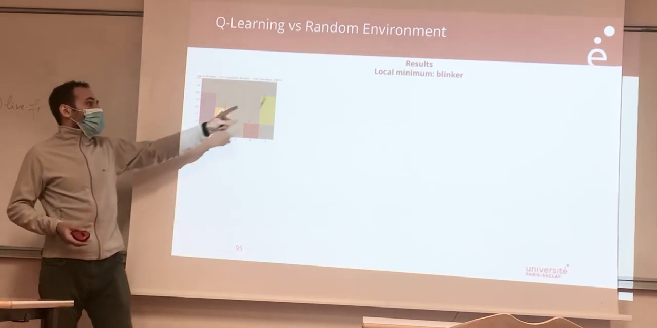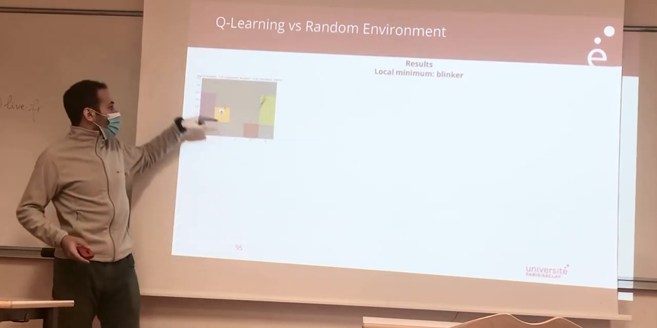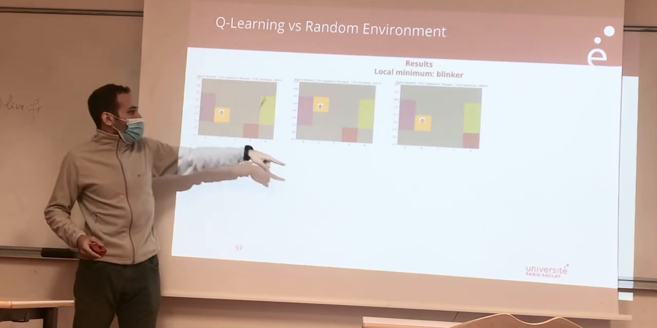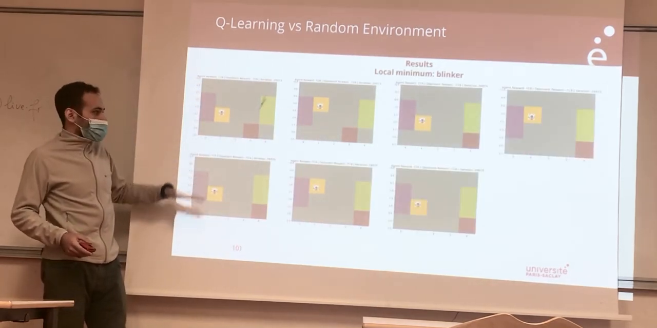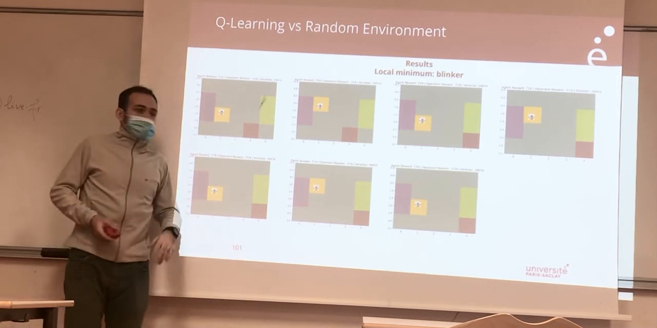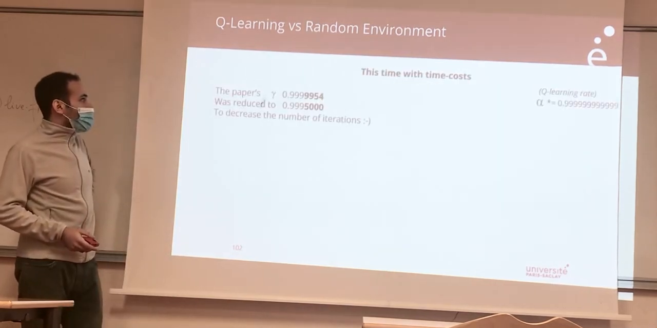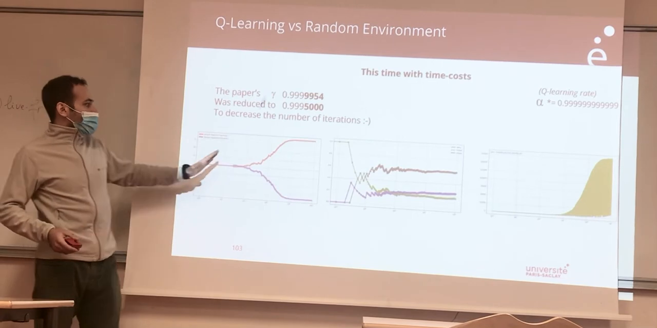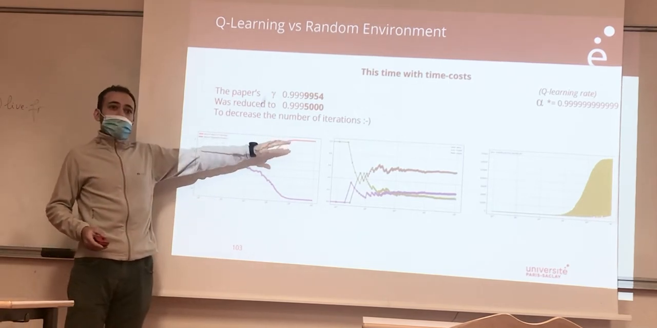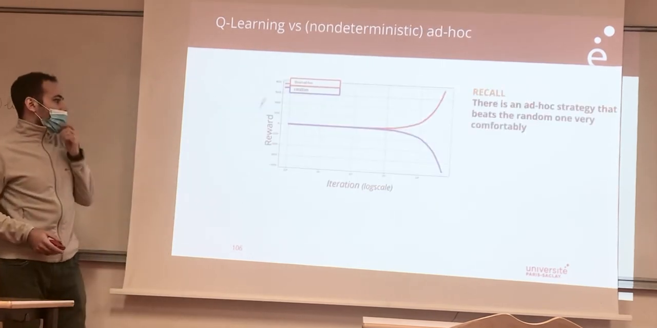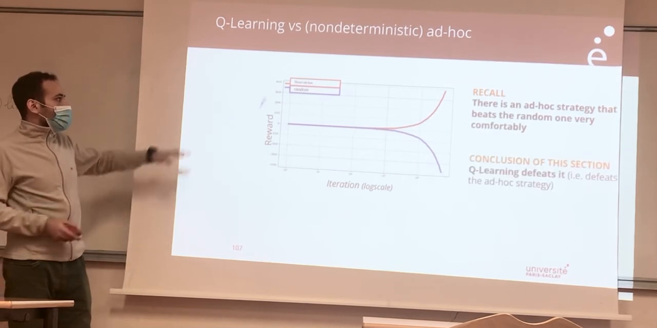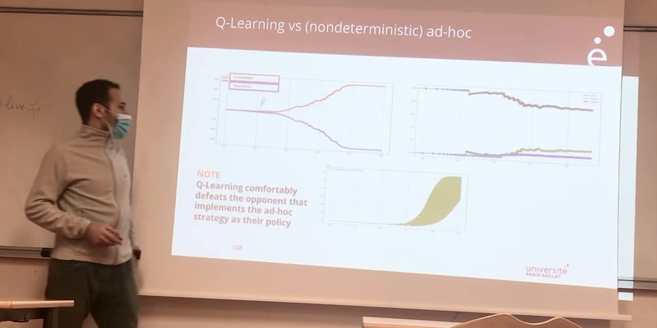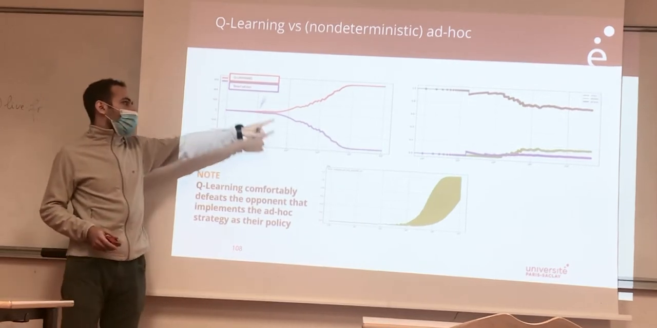It's just a local minimum, I call it, a blinker. You move down, you move up, you move down, you move up. And this is how you win, doing only that movement. Not optimal. So no more time for our case, you include time costs and suddenly the reward is bounded. Again, we win. And now we play against the random environment, the smart environment, and again, we win.